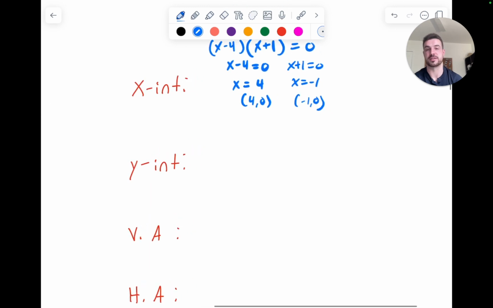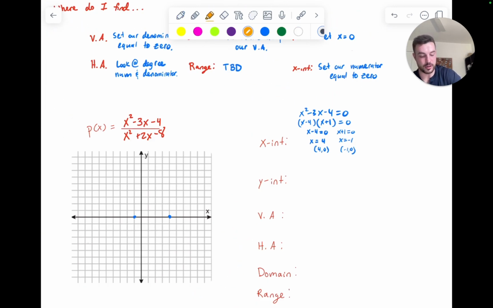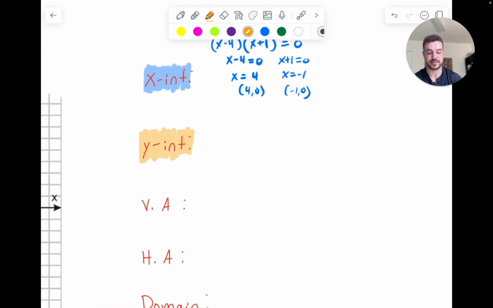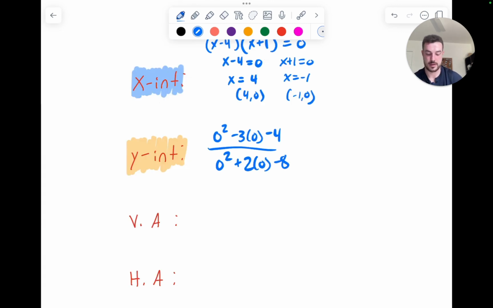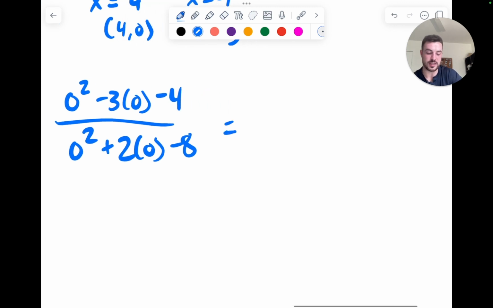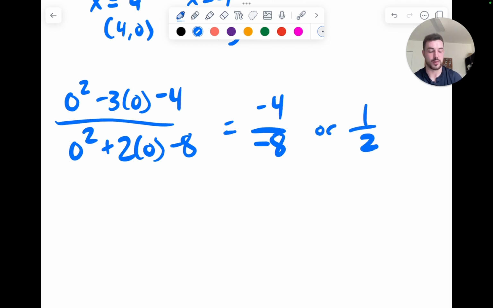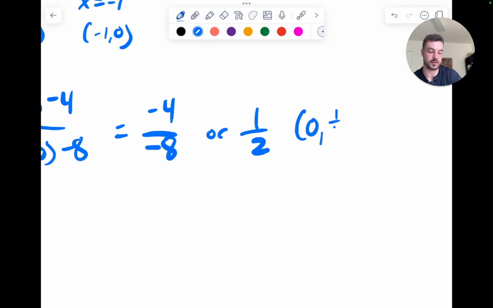The y-intercept, as we discussed, and you know what I'm going to do actually? Our x-intercept comes from the numerator, so I'm going to highlight both of them together. Our y-intercept is going to come from the entire function, setting x equal to 0. So I have 0 squared minus 3 times 0 minus 4 divided by 0 squared plus 2 times 0 minus 8. This simplifies to negative 4 over negative 8, or really just 1/2. So my y-intercept is (0, 1/2).